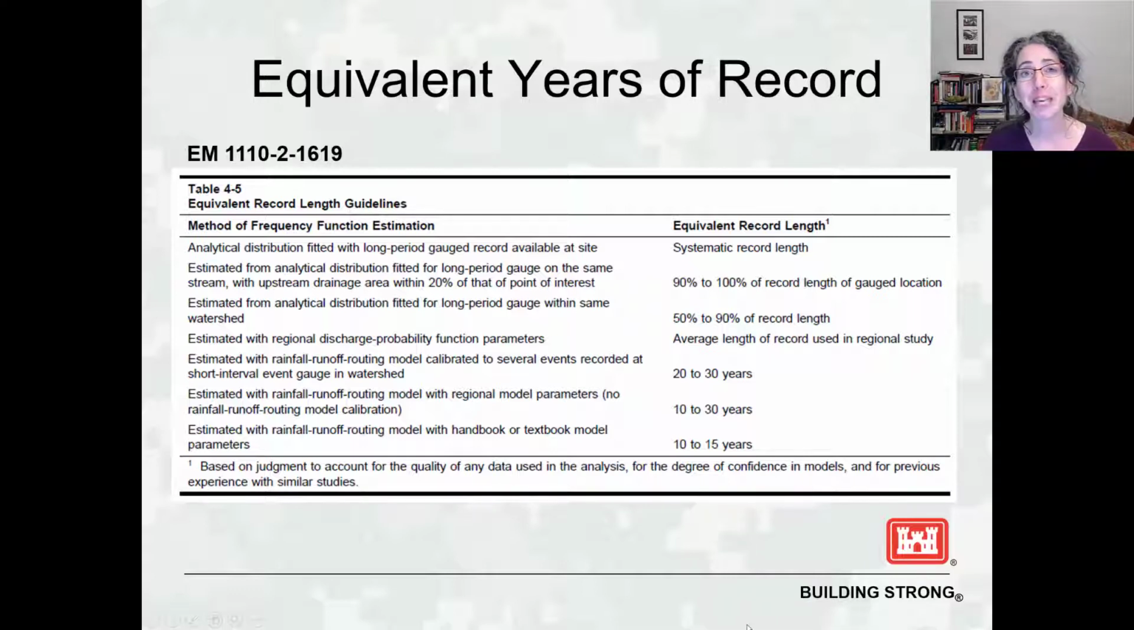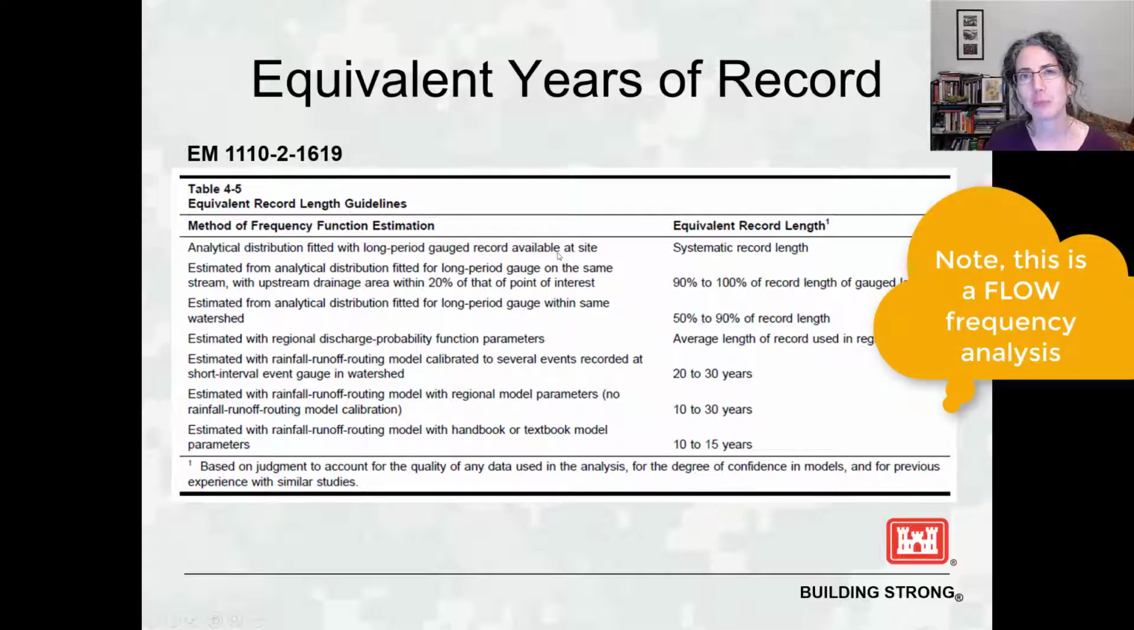So this is a table from EM 1619. It describes some assumptions for equivalent record length. The first is if we've done a frequency analysis with a gauge available at our site of interest, and it says the equivalent record length is just equal to the systematic record length. The systematic record length is the gauge record. Okay?